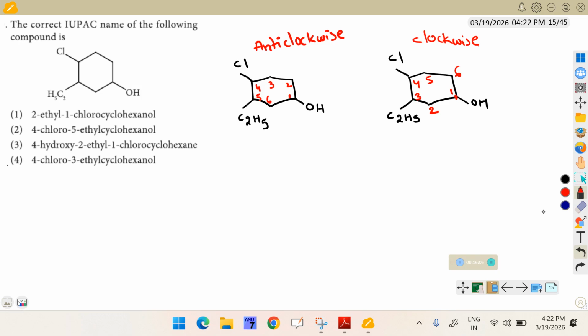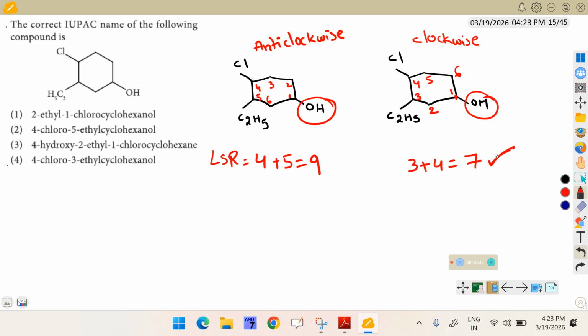IUPAC name of the compound. Take the compound and give the numbering in the anti-clockwise direction. OH is the functional group, the remaining two are substituents. Anti-clockwise direction, lowest sum rule: a branch is present at the 4th position as well as the 5th position. 4 plus 5 is equal to 9. In the clockwise direction, the branches are present at the 3rd and 4th positions. 3 plus 4 is equal to 7. This is the lowest sum.